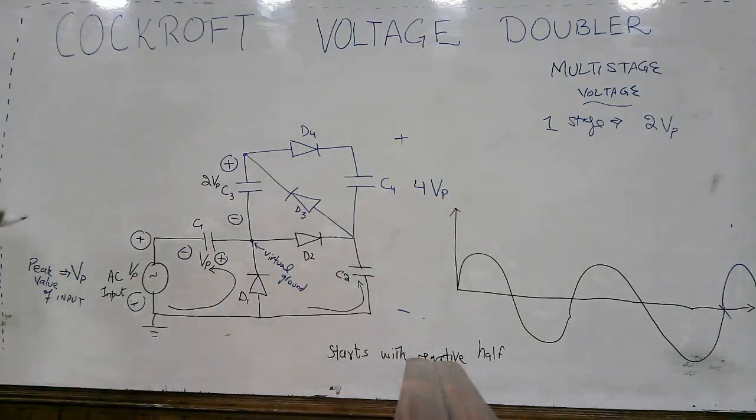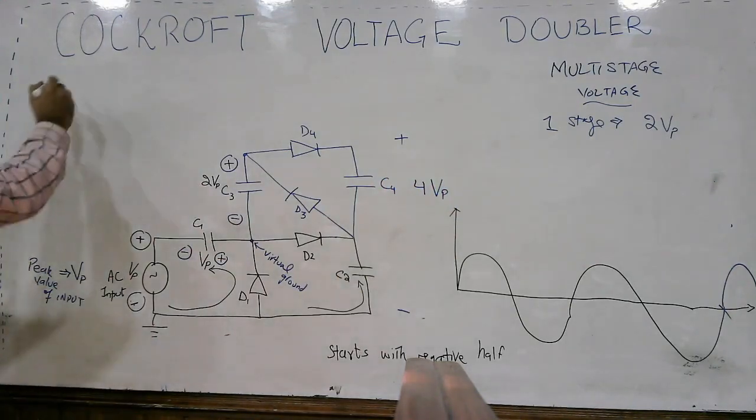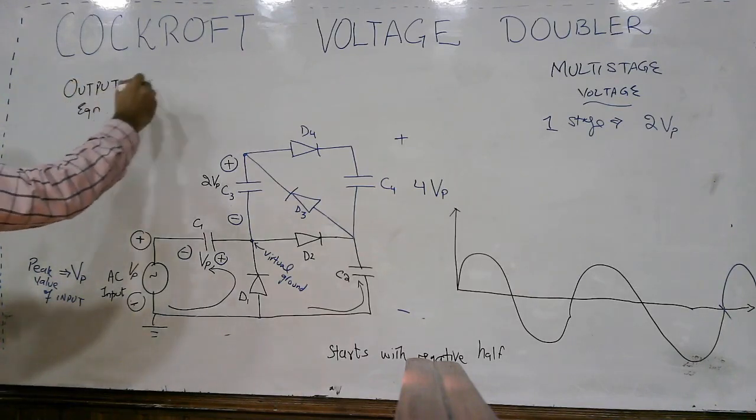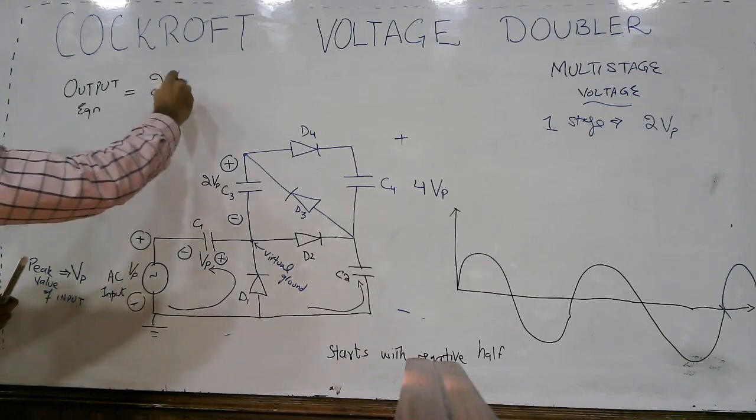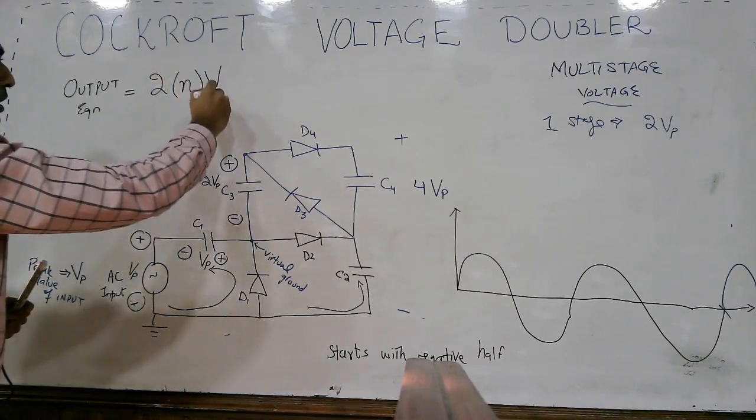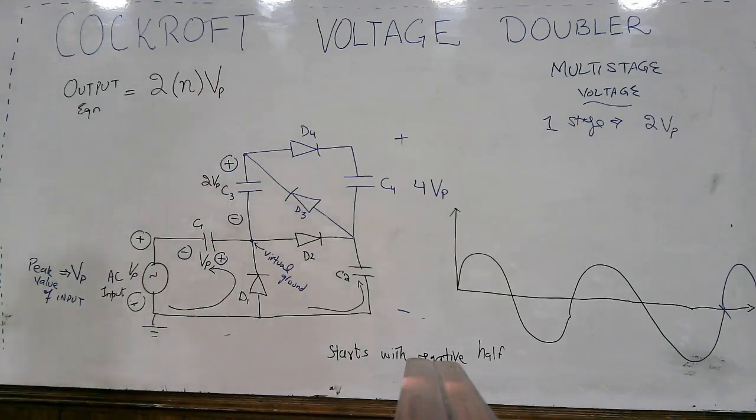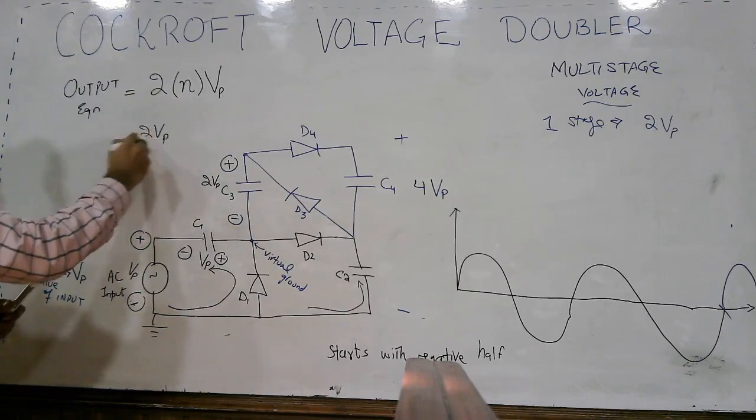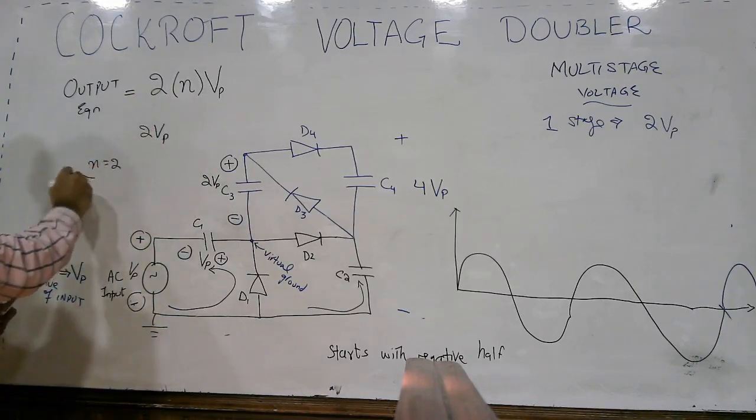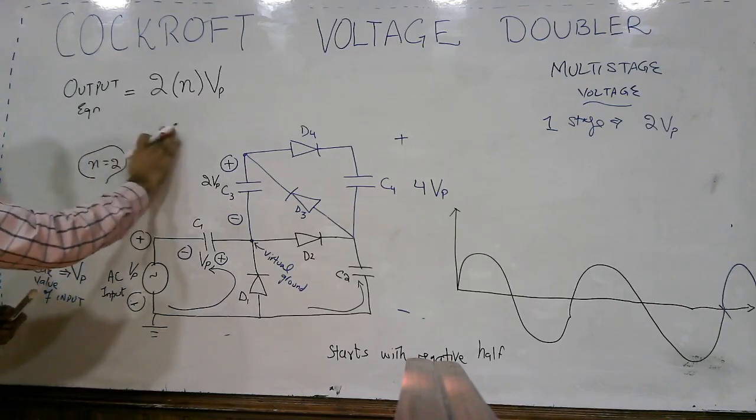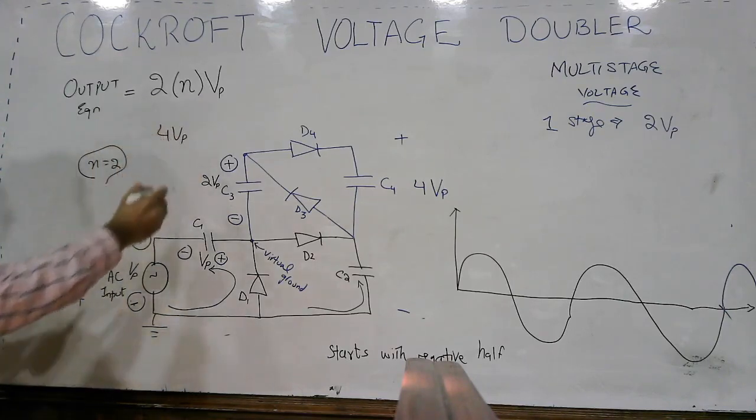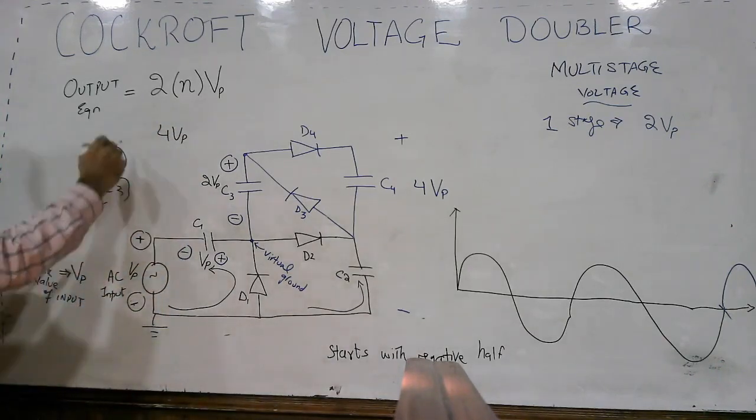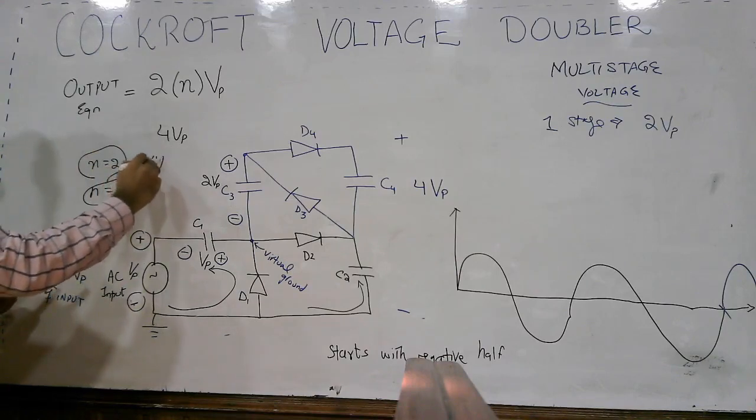So in this way, using 2 stages, you have doubled up the voltage, and the output equation is 2nVp. When you have only the single stage, the output will be 2 Vp, and when n is equal to 2, that is you have 2 stages, the output will be 4 Vp. Now we add another stage, n will be equal to 3, so our output voltage will be 6 Vp.